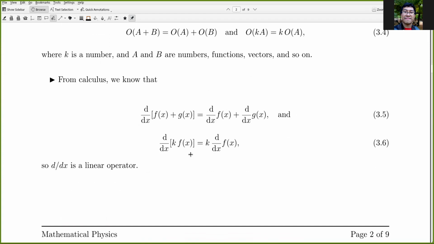For example, from calculus, we know that the derivative of f(x) plus g(x) with respect to x is just the derivative of f(x) plus the derivative of g(x). Also, if you multiply f(x) by a constant k, the derivative is just k times the derivative of f(x). So d/dx is a linear operator.